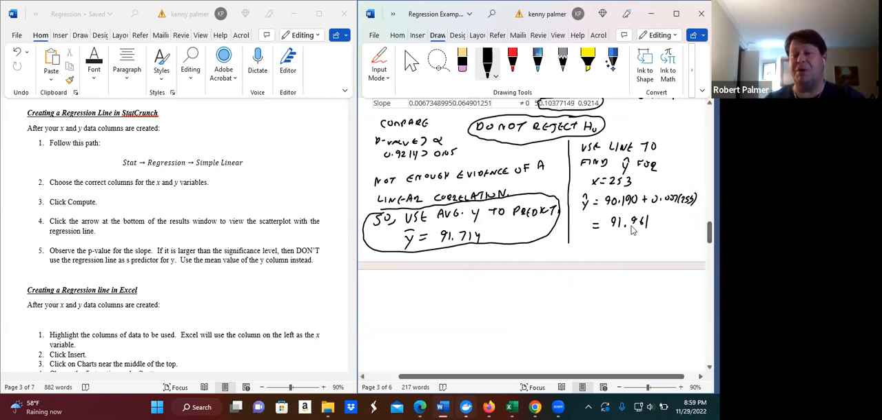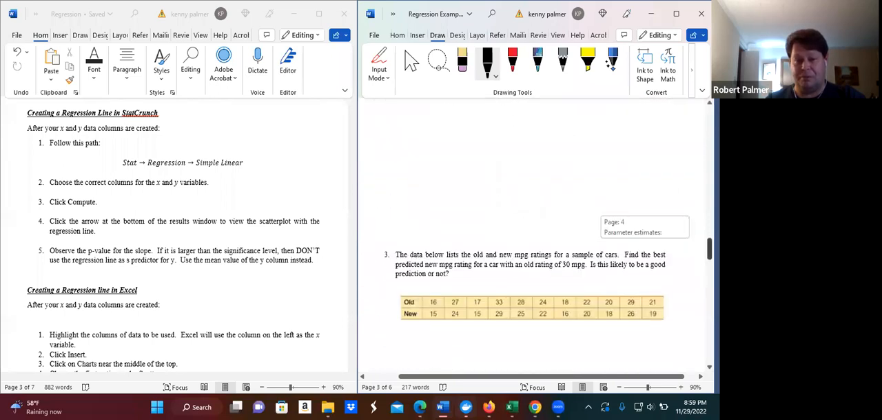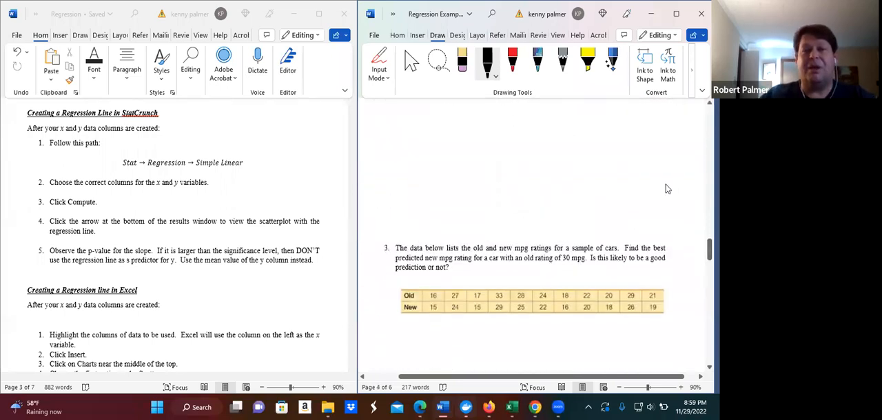Okay, of course, we can certainly use a predict. That's what we did right here to compare, but still, it's not a good idea if there's not enough evidence of a linear correlation. Okay, let's take a look at our next example.